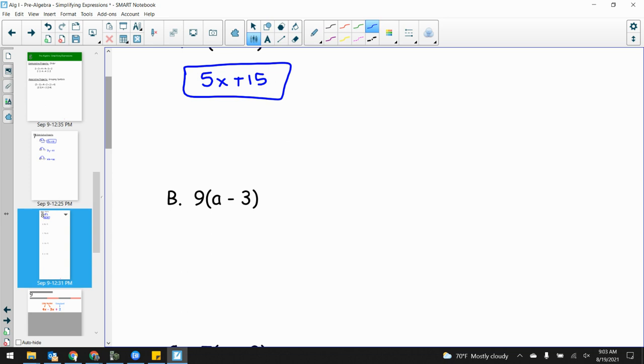Part B says 9 times the quantity A minus 3. So I distribute it in. I say 9 times A is 9A. And then 9 times 3, 27.